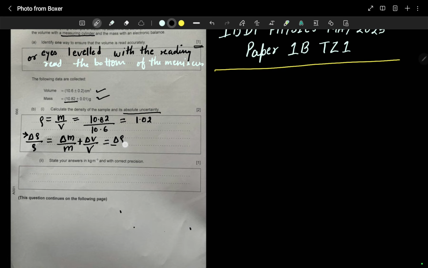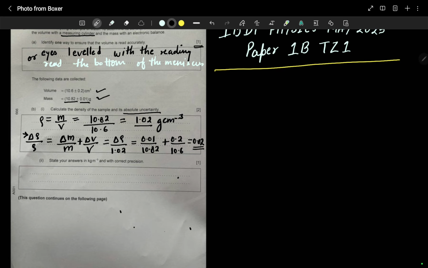So delta rho over rho, and what's the value of rho? We have just calculated 1.02, equals delta m is given as 0.01 over m which is 10.82, plus delta V is given as 0.2 over volume which is 10.6. If I solve it, I get somewhere around 0.02. Please again do not write outside the box. So 0.02 is the absolute uncertainty in it. Here the value we got is in gram per centimeter cube.